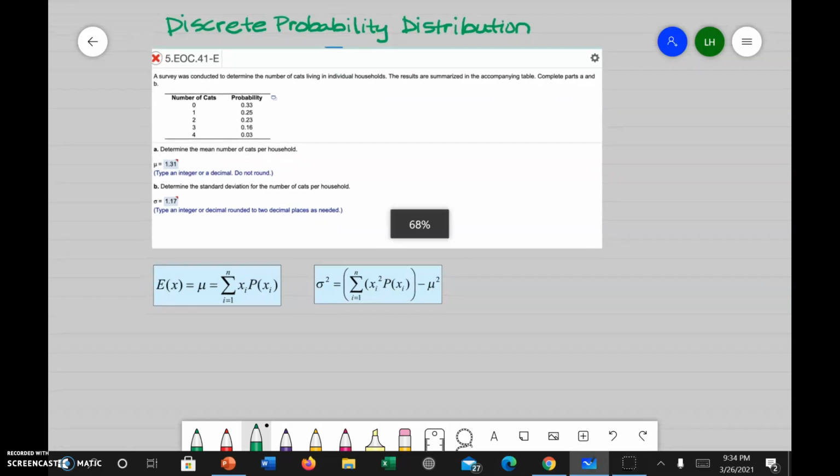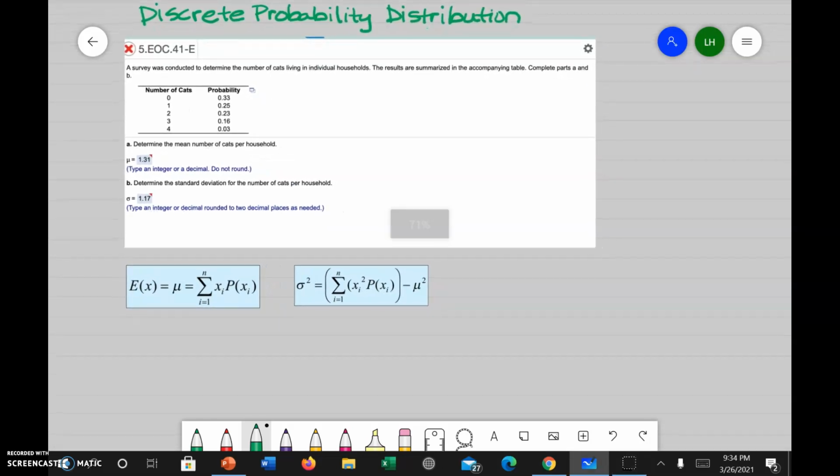Okay, in this video we're going to look at discrete probability distribution, and we have a survey to determine the number of cats living in individual households, and we have the results summarized in the table. So the first thing we want to do is find the mean, and to find the mean of a discrete probability distribution, you take x, which is the number of cats, and you times it by its probability, and then you're going to do that for each one.